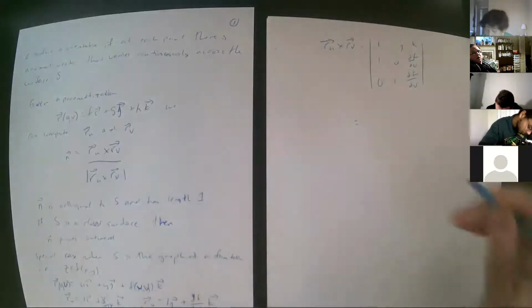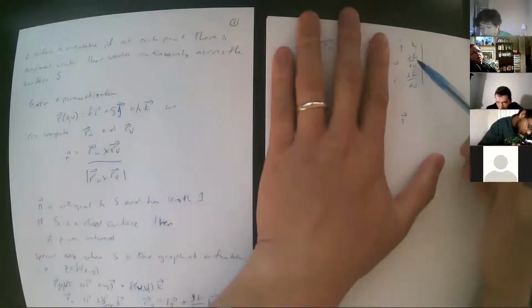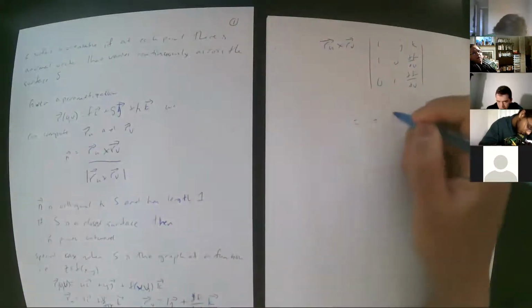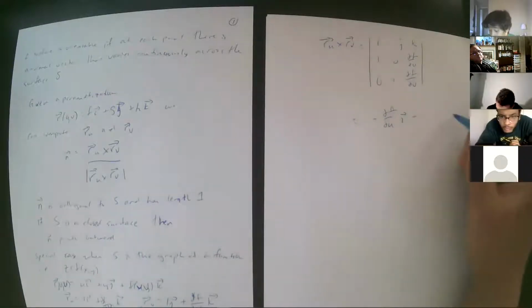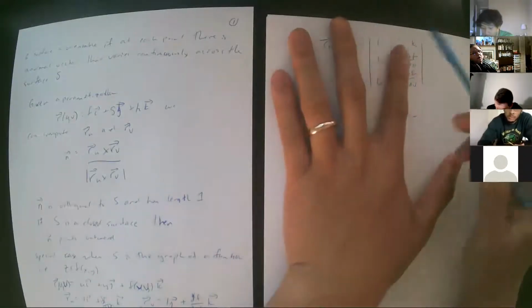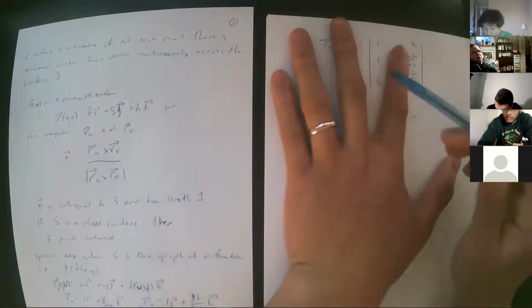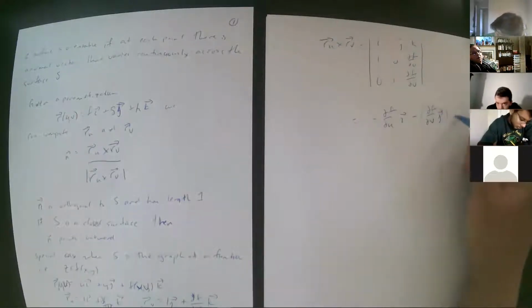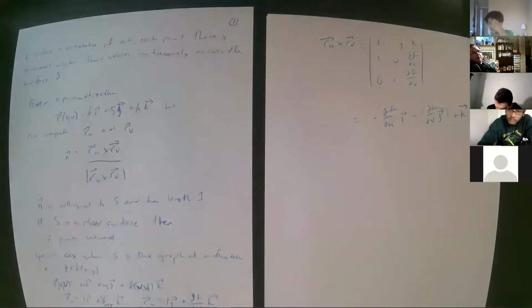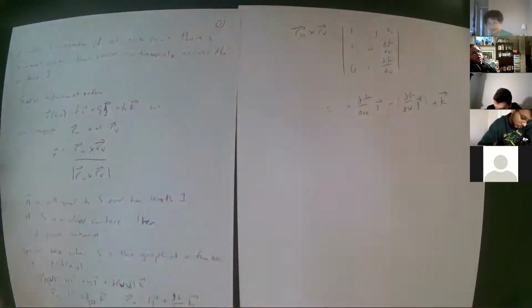So I get i times this minus this times this. So minus df du, minus, this times this minus this times that. This is right here. j plus k. That's the correct computation there. Okay.